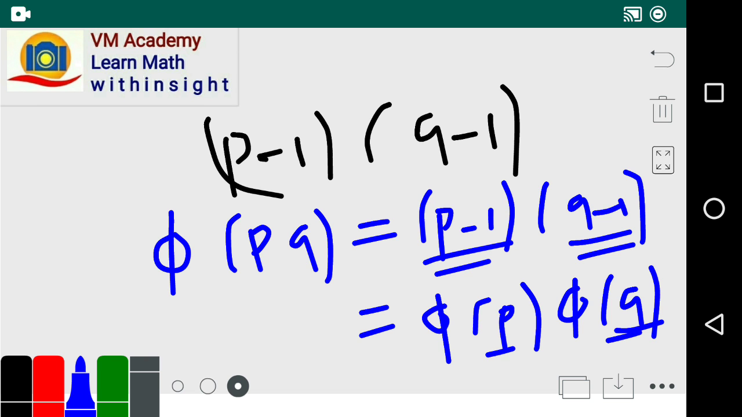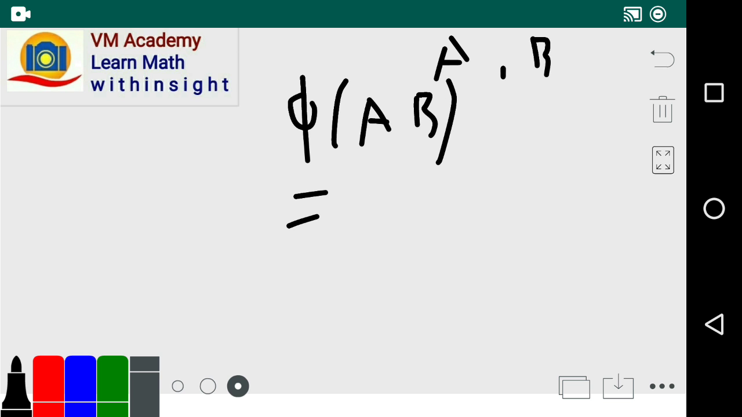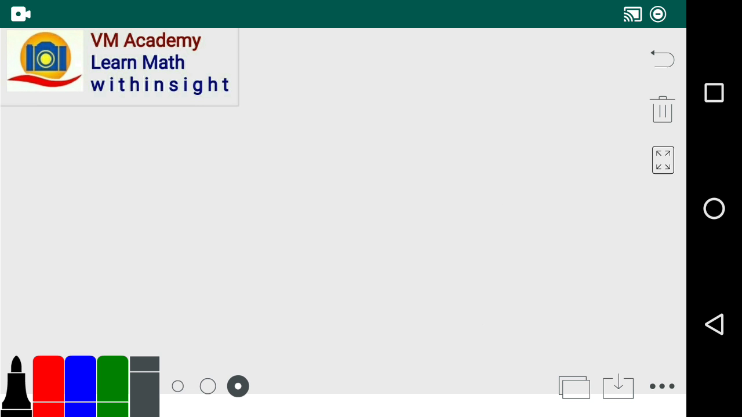For P and Q, friends, prime numbers, and in general this property holds true: if a and b are co-prime to each other, then phi of ab equals phi of a into phi of b. Now let us derive Euler's phi function with the help of this result.